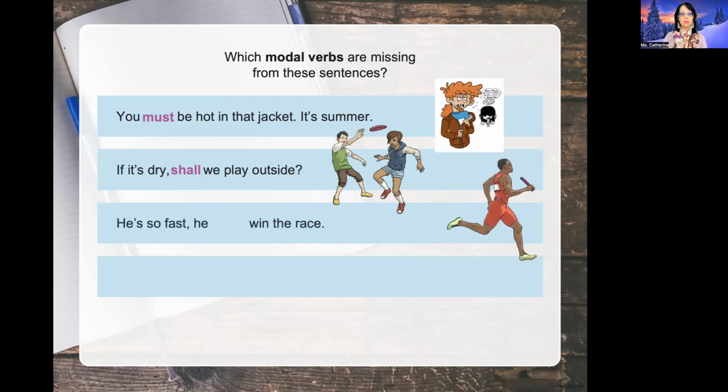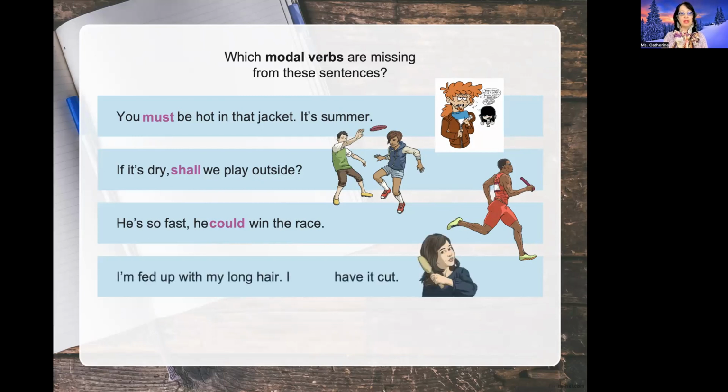He's so fast, he blank win the race. Okay, another tricky one. He could win the race. How many people said must? He's so fast, he could win the race. It's a possibility, not must, it will happen, okay?